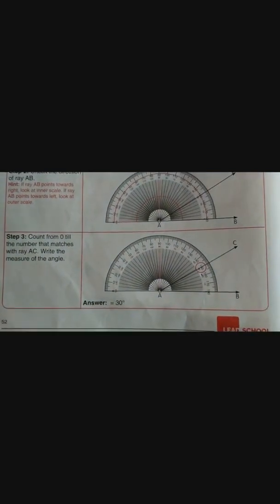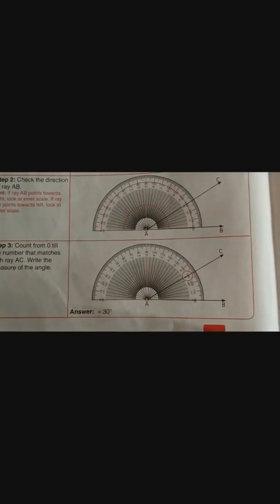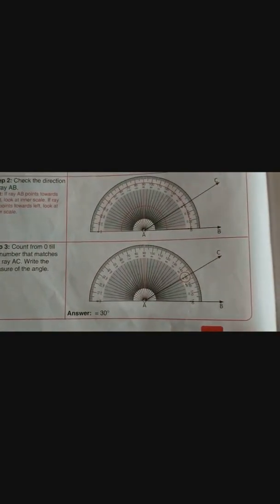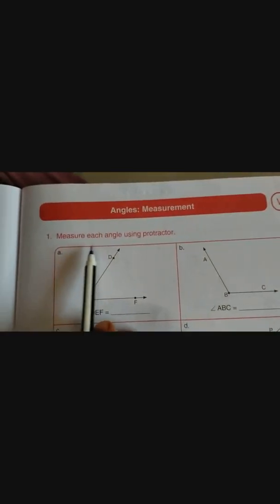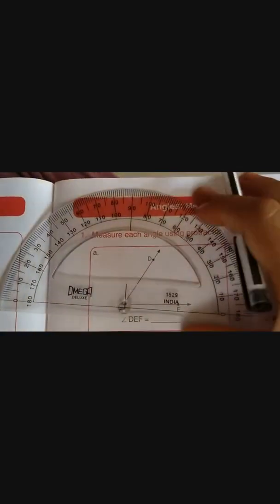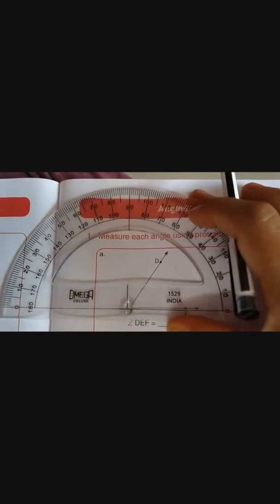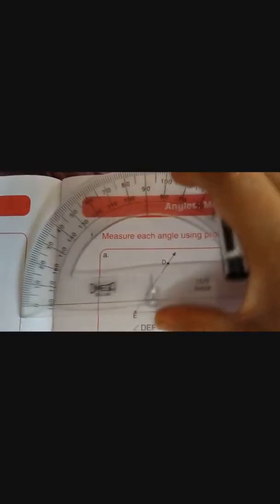Now students, we will start worksheet number 7. We'll use the protractor here. Worksheet number 7, angle measurement. Measure each angle using the protractor. So I have to use the protractor and measure the angle. Let's see how it is possible.